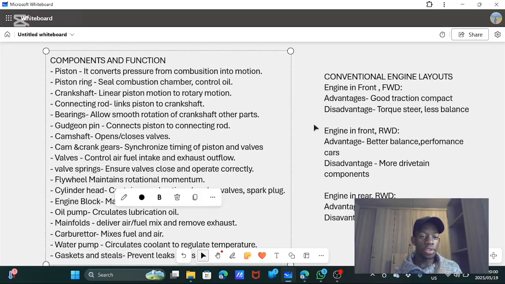A gudgeon pin, I don't know how to pronounce it. It connects the piston to the connecting rod. A camshaft opens and closes valves. Then we have cam and crank gears. They synchronize the timing of pistons and valves. Valves control air-fuel intake and exhaust outflow. A valve spring ensures valves close and operate correctly.